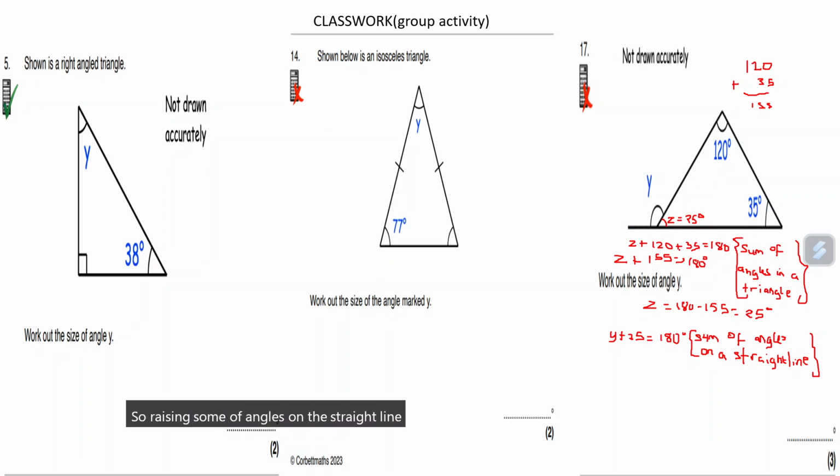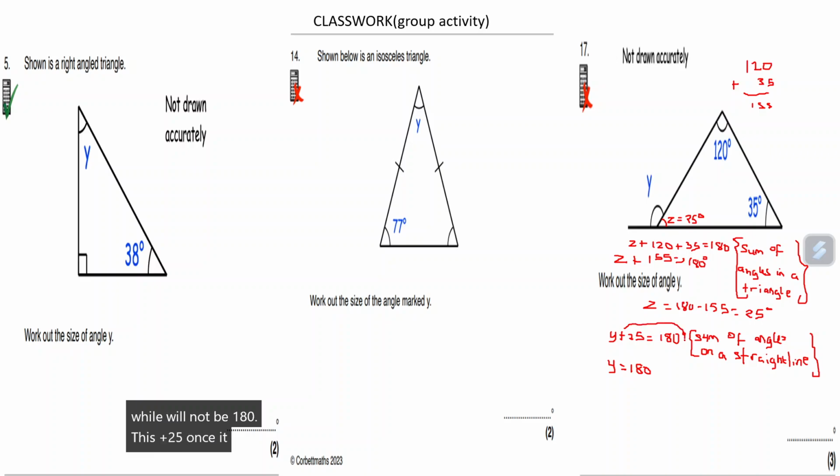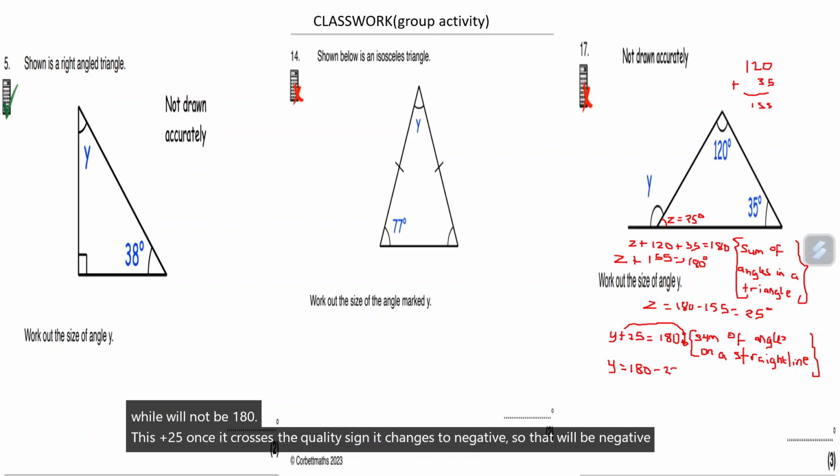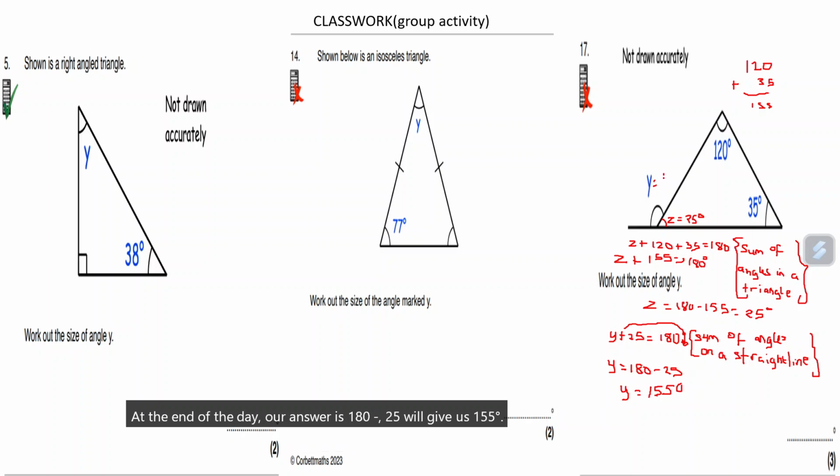Remember, this is a straight line. So the value for our y will now be 180. This is positive 25. Once it crosses the equality sign, it changes to negative, so that will be negative 25. At the end of the day, our answer is 180 minus 25, which will give us 155 degrees. The value for our y is 155 degrees.